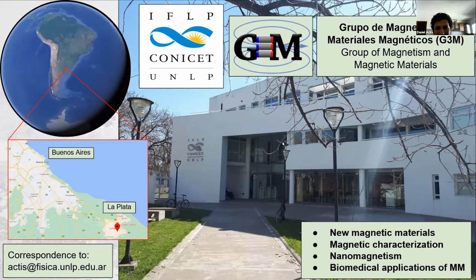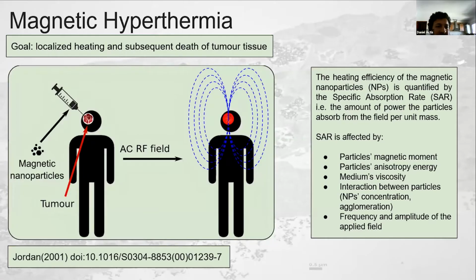Although I'm presently at home according to COVID-19 protocol, I'm optimistic that soon enough we'll be able to do the totality of our scientific practice there again. Our work group is the group of magnetism and magnetic materials, or G3M, where we dedicate ourselves to the study and design of new magnetic materials, magnetic characterization, nanomagnetism in general, and in particular, biomedical applications of magnetic materials. One of these applications is the therapy of magnetic hyperthermia, where the goal is the localized heating and subsequent death of tumor tissue.